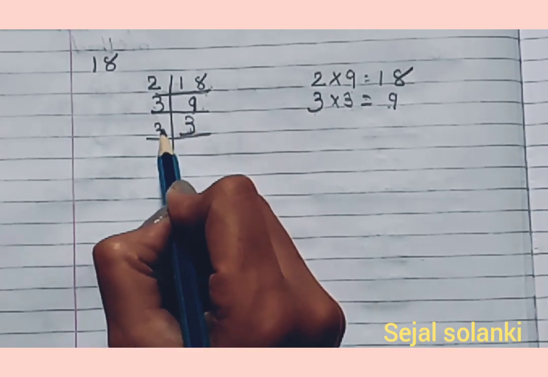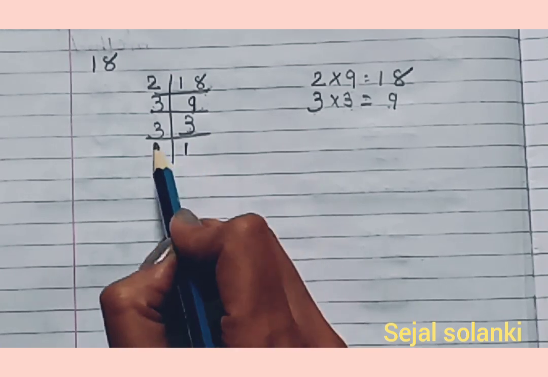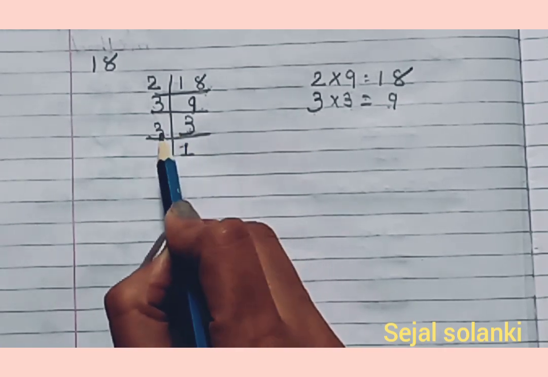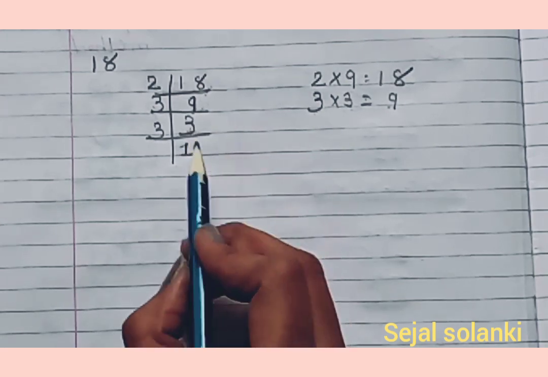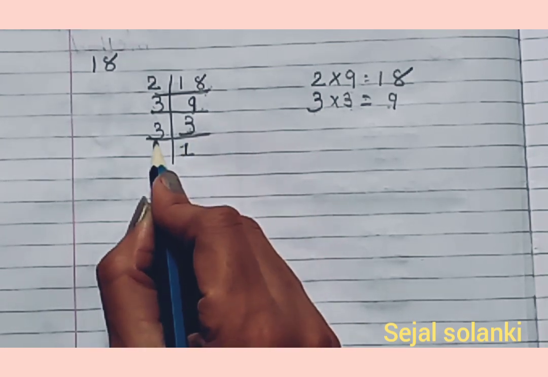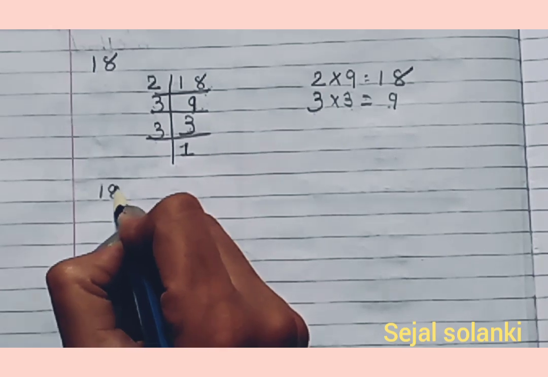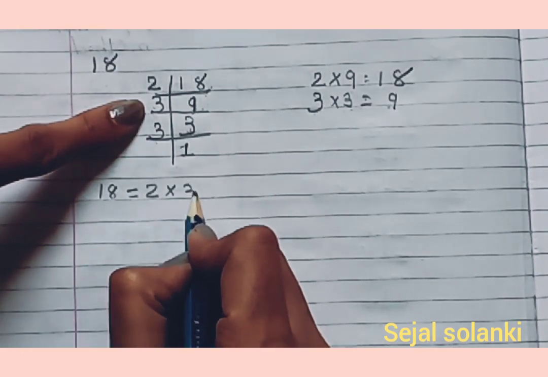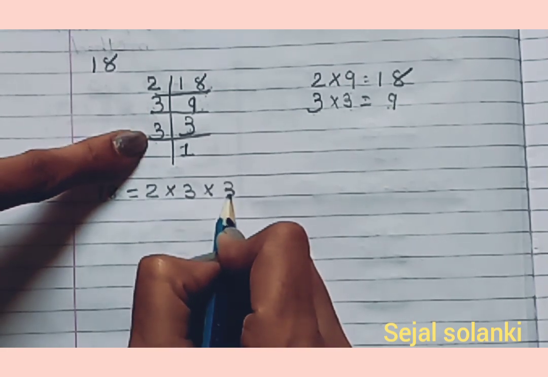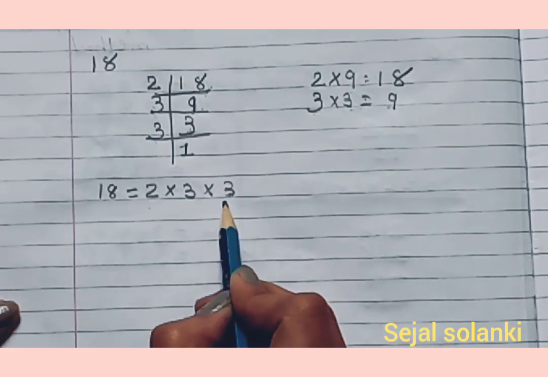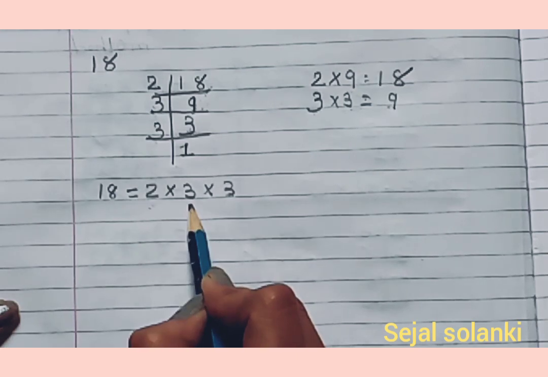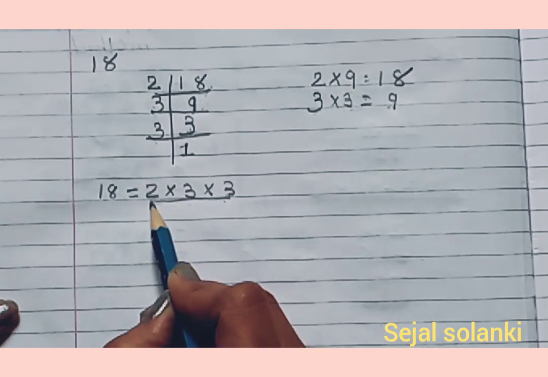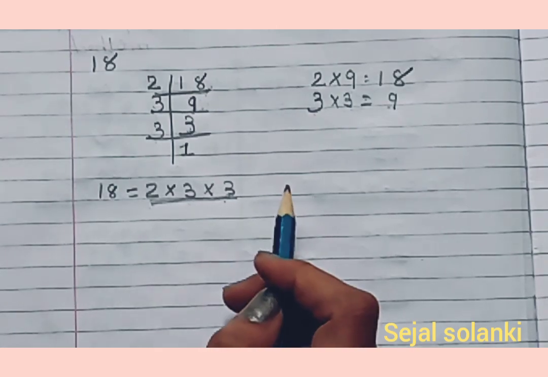So 3 1s are 3. At last we should get 1. So we will stop when we reach the prime numbers, and we'll write 18 is equal to 2 multiply by 3 multiply by 3. 2 into 3 into 3. 2 3s are 6 and 6 3s are 18. So these are the prime factors of 18.